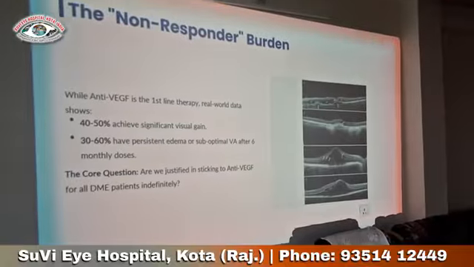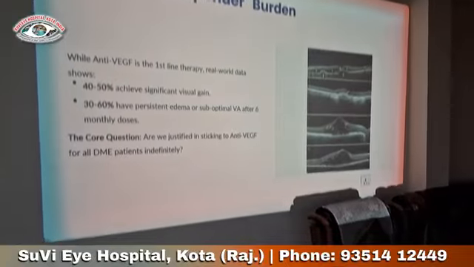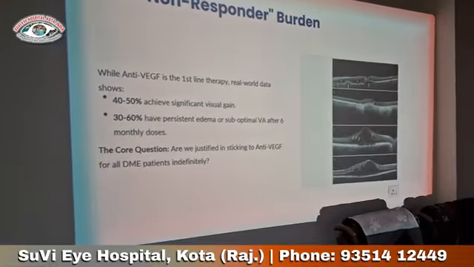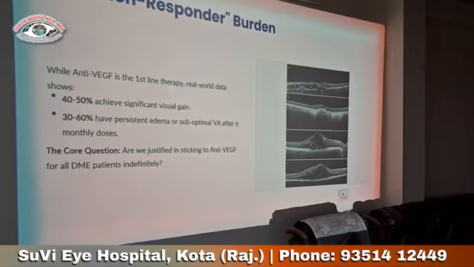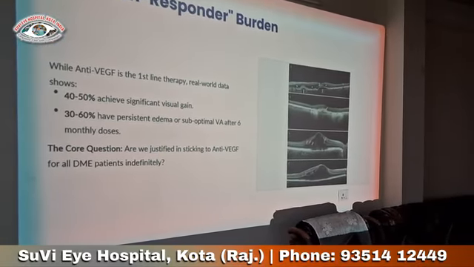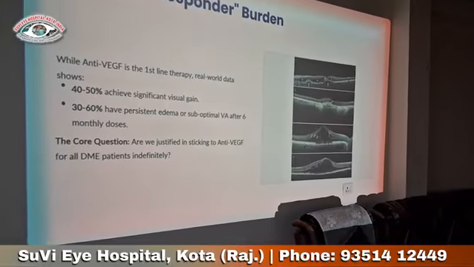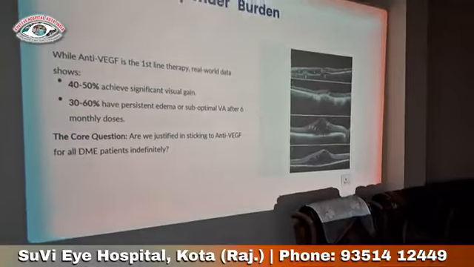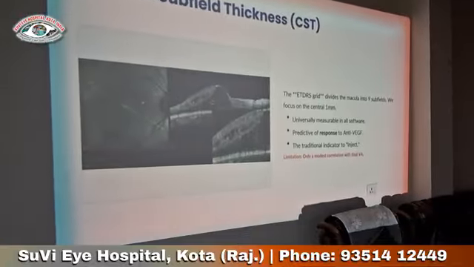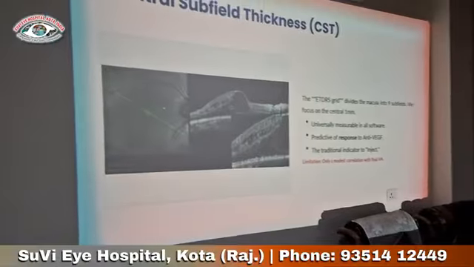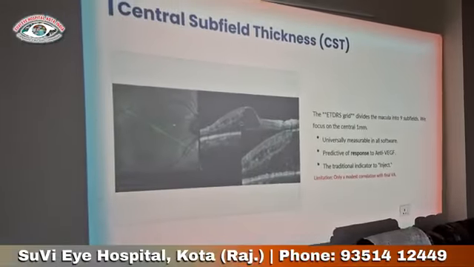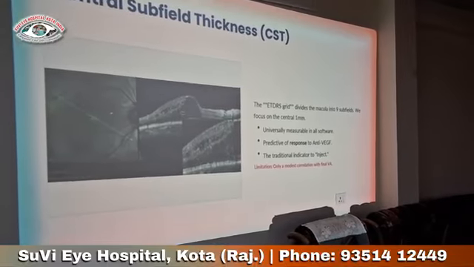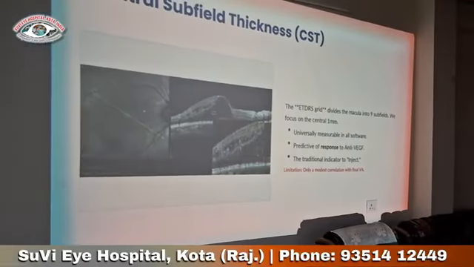So this is the same thing that the non-responder pointed out: 40 to 50% achieve significant visual gain, but 30 to 60% have persistent edema or suboptimal visual acuity. So are we justified in sticking to anti-VEGF for our DME patients? So the need for biomarkers came into the picture. Now, what are the biomarkers? Can you elaborate some of the biomarkers? OCT biomarkers in diabetic macular edema.